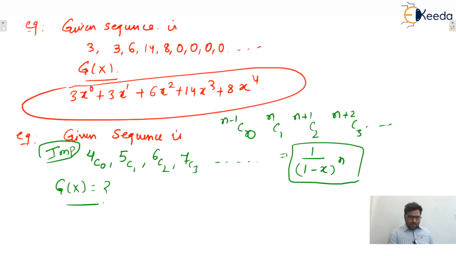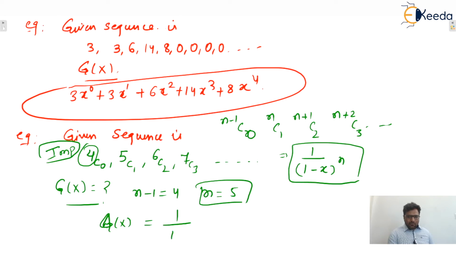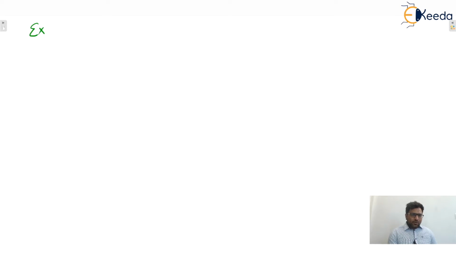So here, if we compare, this 4 is n minus 1. So here we can say that the n value is 5. So the generating function will be 1 upon 1 minus x raised to power 5. That will be the correct answer. Yes or no? Okay. Can we proceed further? Okay. Write down the next one. Let us take one more example.